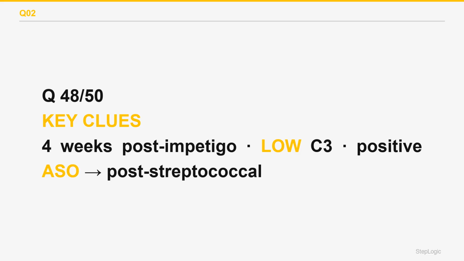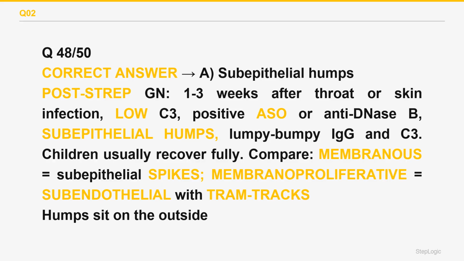Post-streptococcal glomerulonephritis follows a streptococcal skin or throat infection by 1 to 3 weeks, impetigo being a classic skin source, and consumes complement, so C3 is LOW. Preformed immune complexes deposit on the OUT, i.e., subepithelial, side of the glomerular basement membrane, producing the dome-shaped subepithelial hump seen on electron microscopy, with granular, lumpy-bumpy IgG and C3 on immunofluorescence. Choice C describes anti-GBM disease, and choice D, minimal change disease; neither produces a nephritic picture with low complement. The correct answer is A.